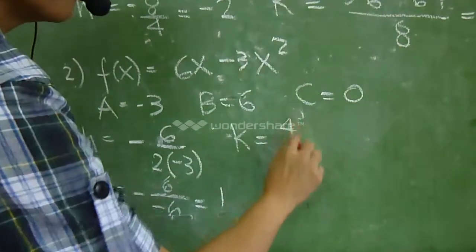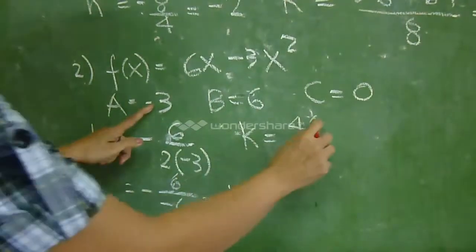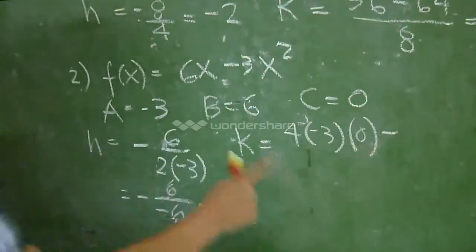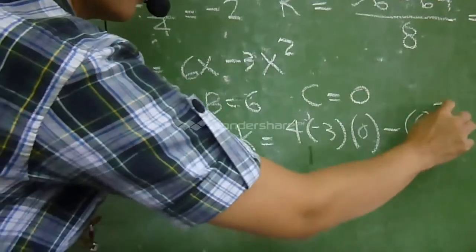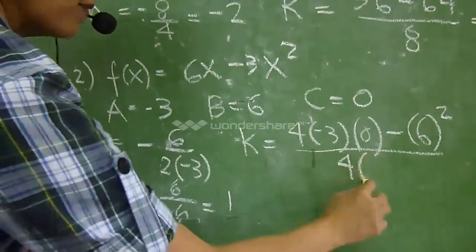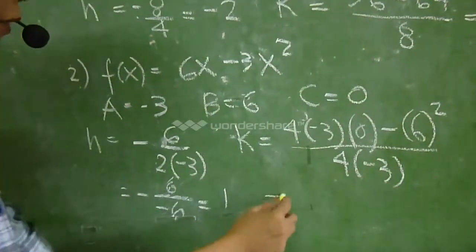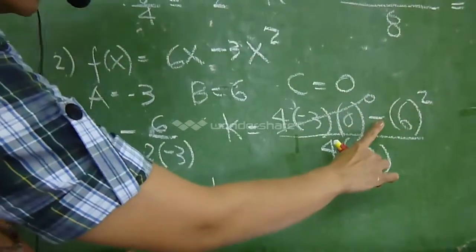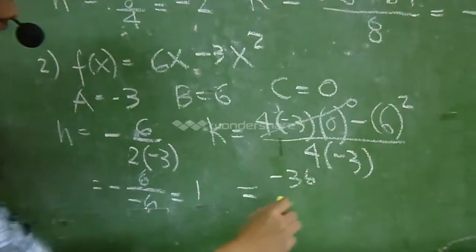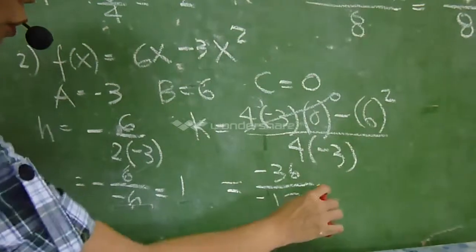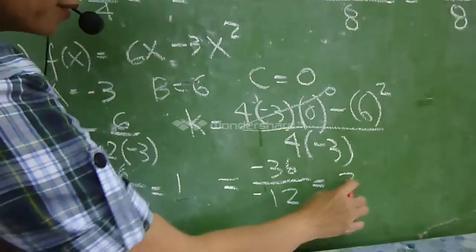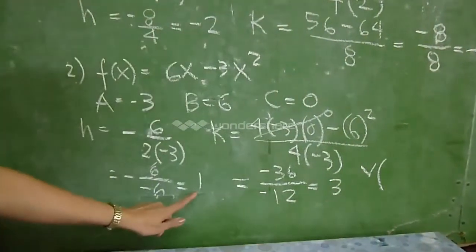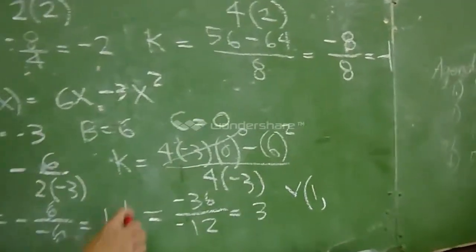ay 4 times a, negative 3, times c, which is 0, minus b squared, 6 squared, all over 4 times a, negative 3. Okay, simplifying, 4 times negative 3 times 0 is 0. So, negative 36 all over negative 12, which is equal to positive 3. So, therefore, ang vertex natin ay h, which is 1, and our k is 3.